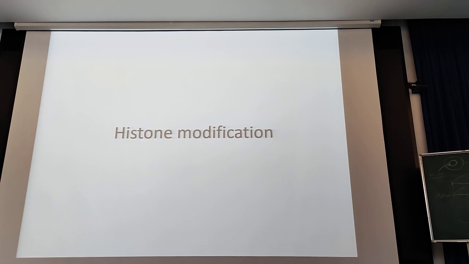I come to the second mechanism, which is the histone modifications. So we all know that in the eukaryotic cell, DNA is associated with a complex protein called histone, right? And the complex of DNA and histone protein forms the structure of the chromosomes.